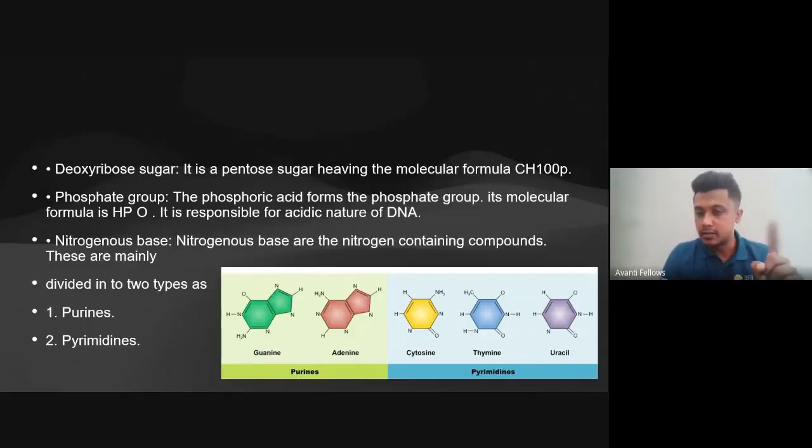What are the two rings that are present in our purines? What is your answer? Give me your answer in the text. You have to text me the answer, okay? I told you yesterday that purine is a heterocyclic structure.